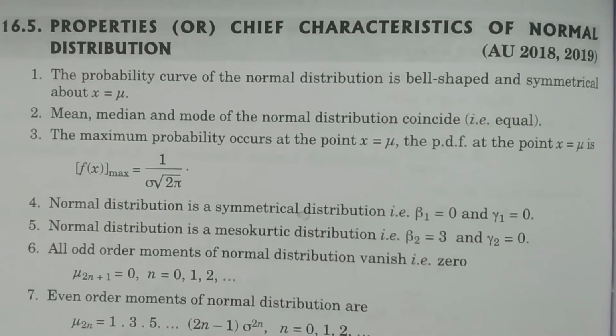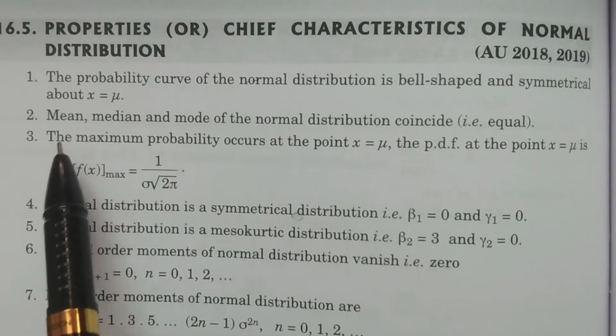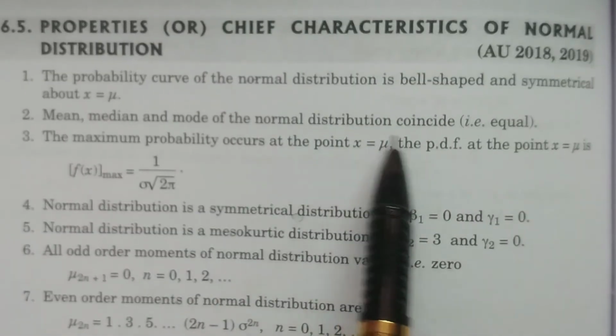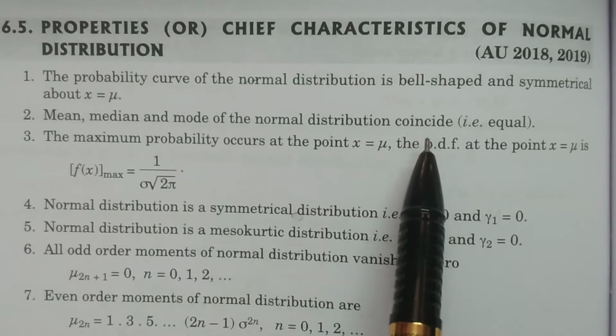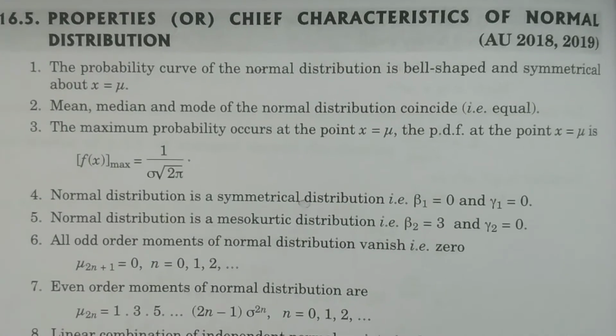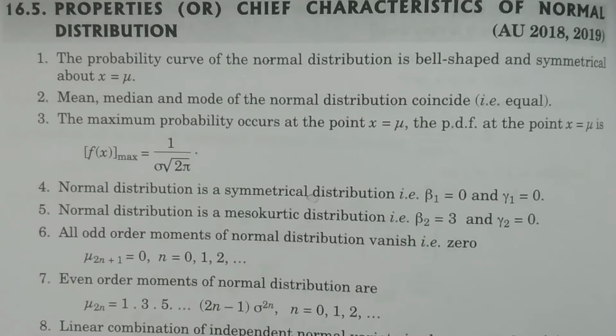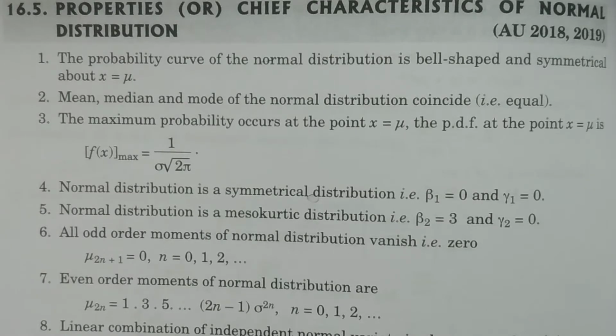That is the first property. Come to the second property. Mean, median and mode of the normal distribution coincide. That is, mean, median and mode of the normal distribution are equal. That is the second property. That also represents symmetry, the definition of symmetry. Therefore, normal distribution is a symmetrical distribution, which leads to many important conclusions. Right? That is the second one.